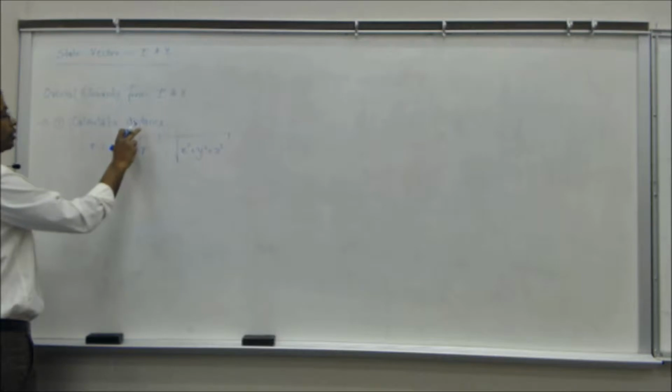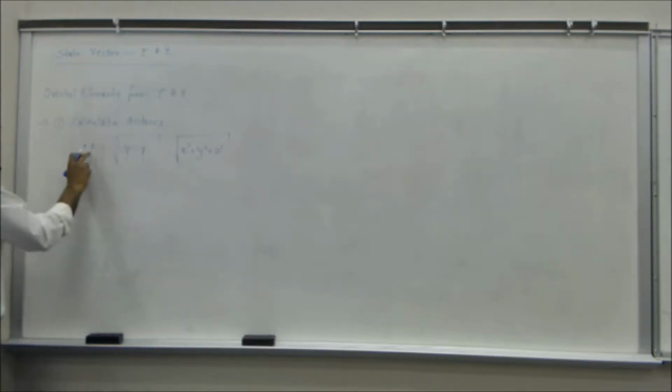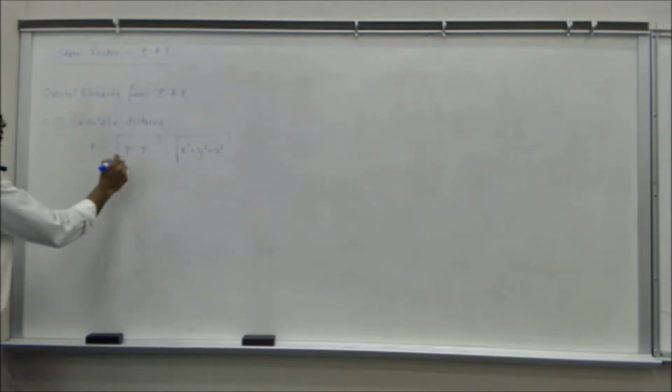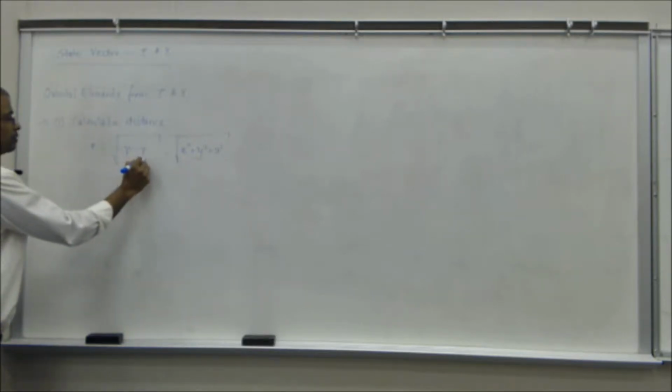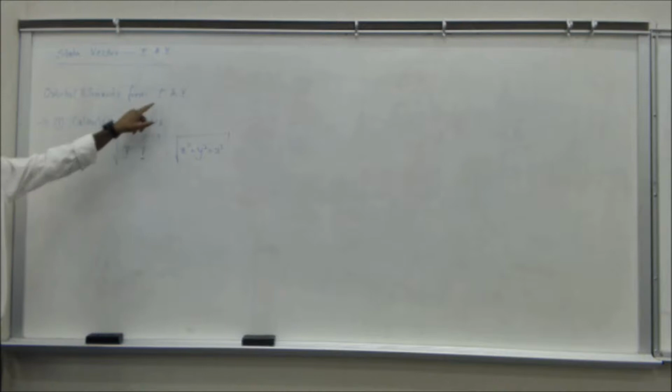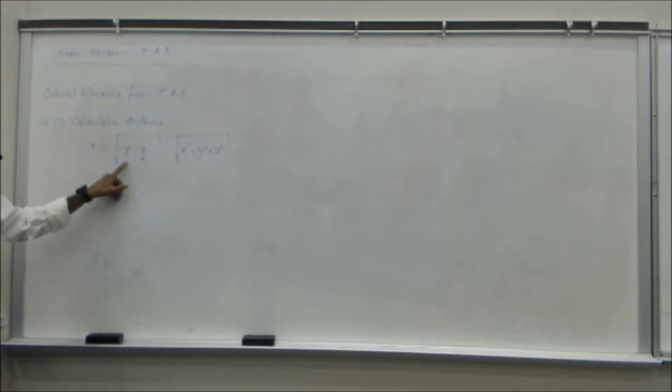Just know what the distance is between this R and this R. These are not the same R. One's a vector, one's a scalar, but you should know this is the distance and this is the position vector, the position of the orbiting body.